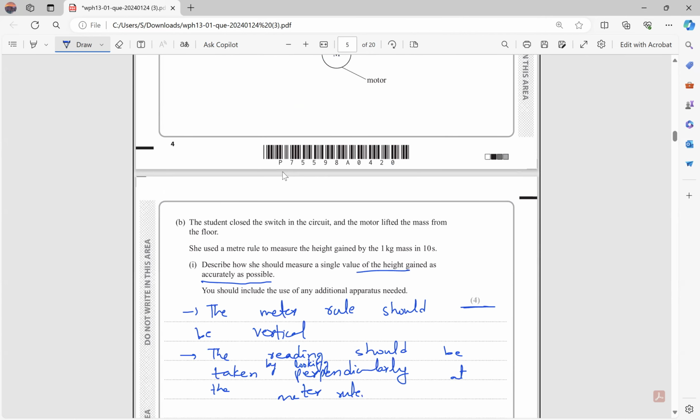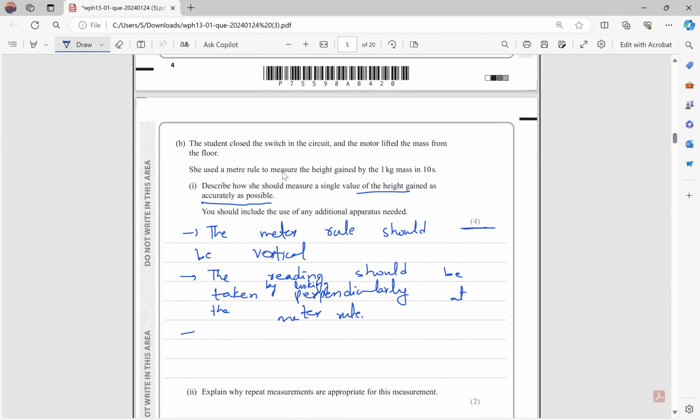So the meter rule should be placed closer to the mass.